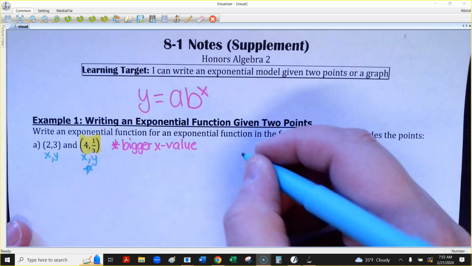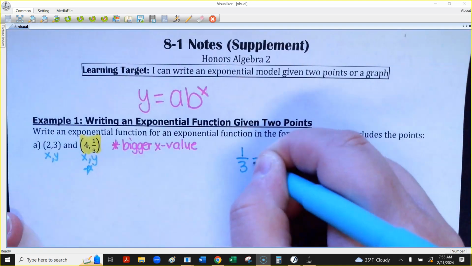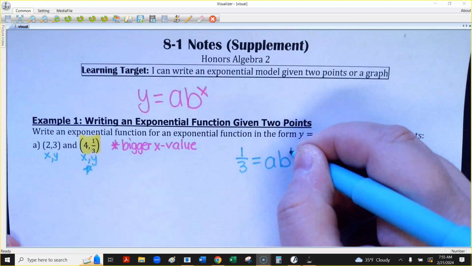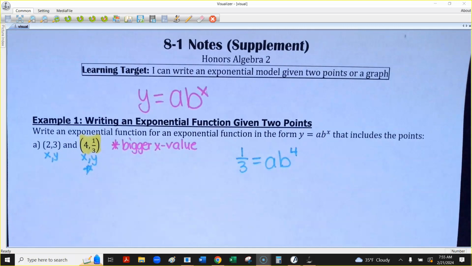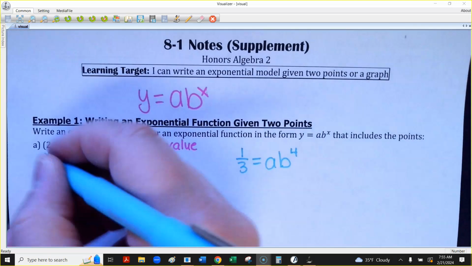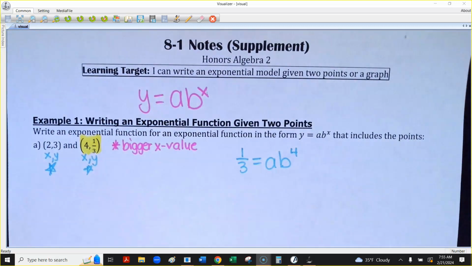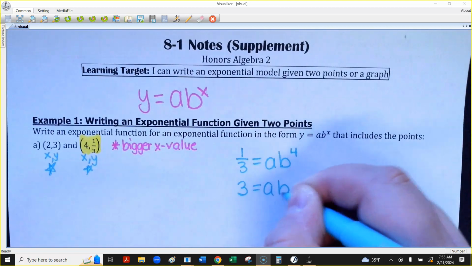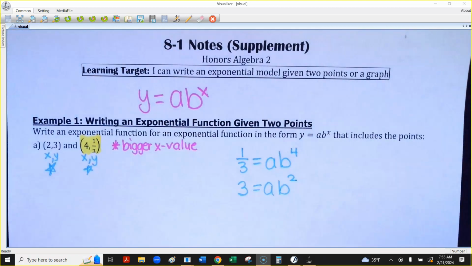So when y is 1/3, a and b I don't know, that's actually what we're going to solve for in a second, but I know when y is 1/3, then x was 4. So I'm literally just setting up a little equation. You're going to repeat that process with the other point. So when the y-coordinate is 3, I have ab to the x-coordinate, which given to me in that point is 2.